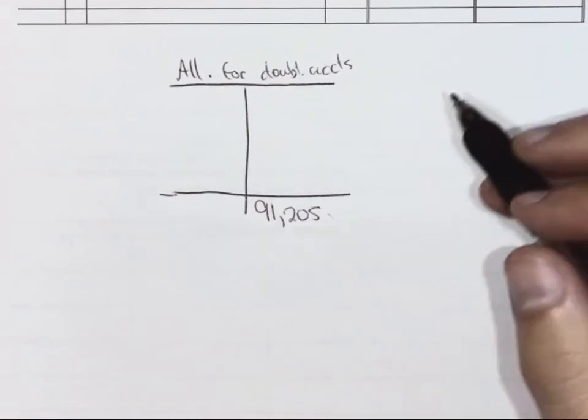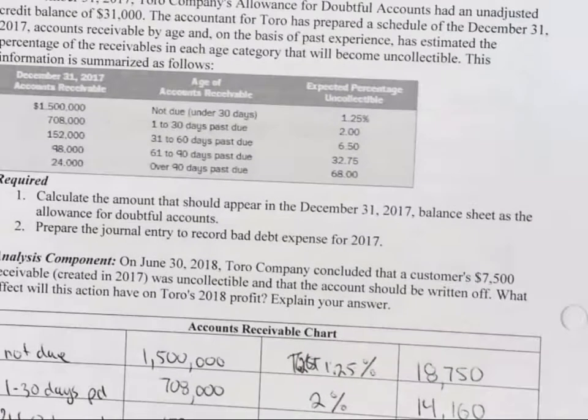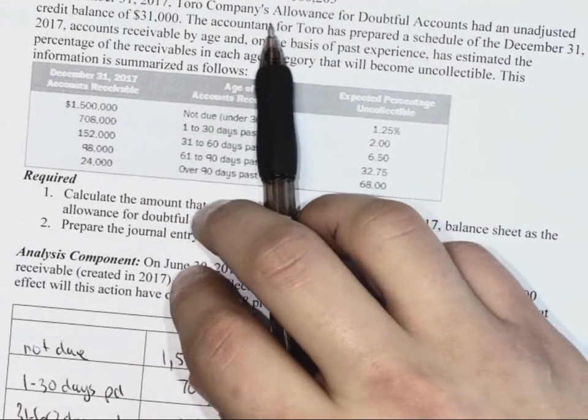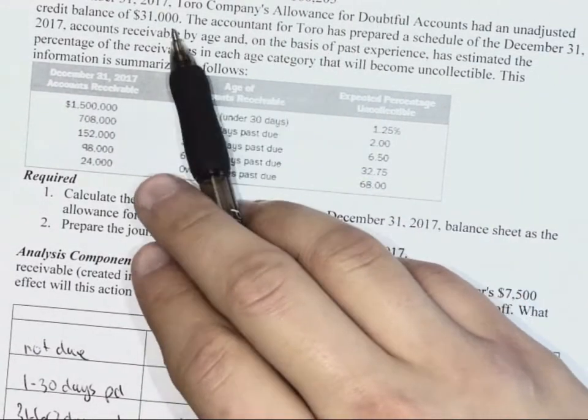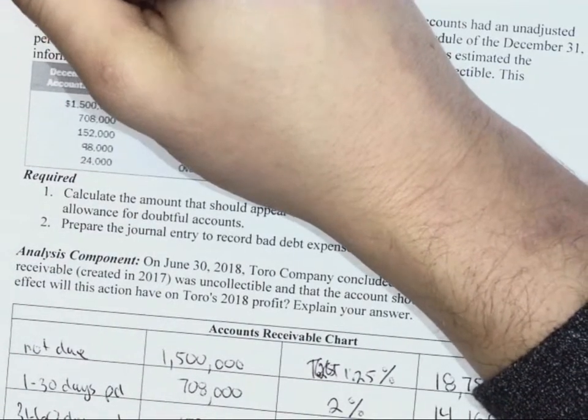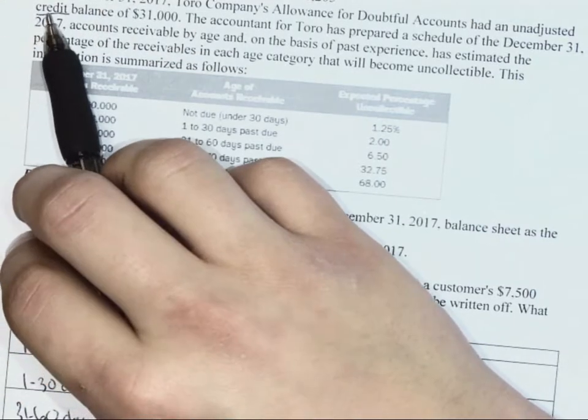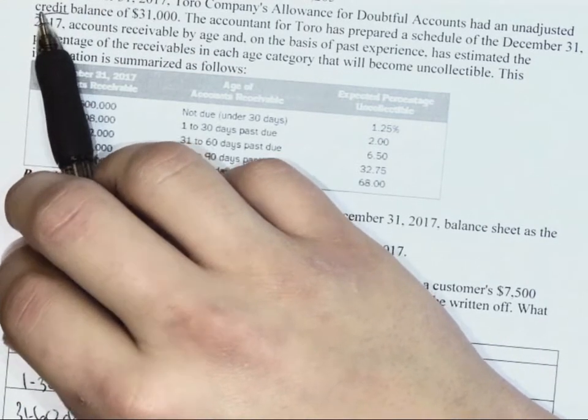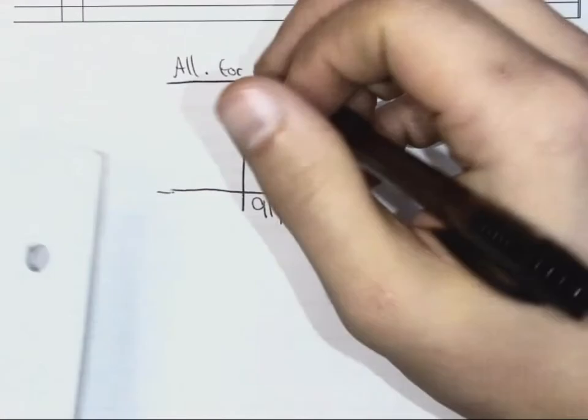This we know, right? Let's go back and take a look and see what they say. It has an allowance for an adjusted credit balance. So you have to be careful, right? Because it can tell you that it's a debit balance. It won't always be a credit balance. But in this case, it is.